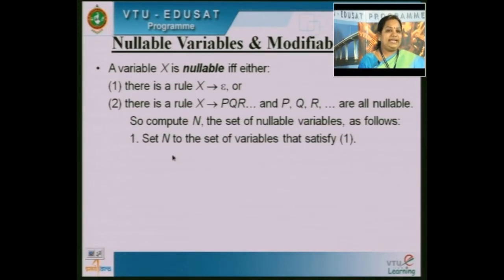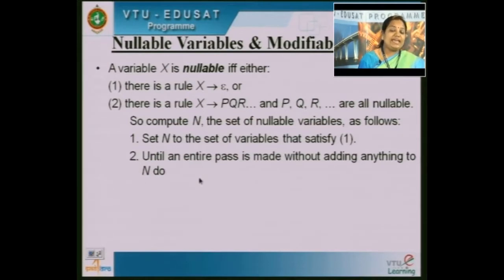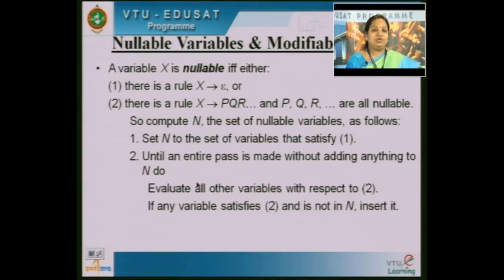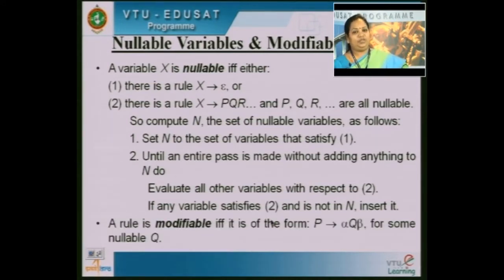So, compute n, the set of nullable variables, as follows. Set n to the set of variables that satisfy the first condition. Then, until an entire pass is made without adding anything to n, evaluate all other variables with respect to condition 2. If any variable satisfies 2 and is not in n, then insert it. This is how we identify the nullable variables, and this is the rule for introducing the modifiable rules.